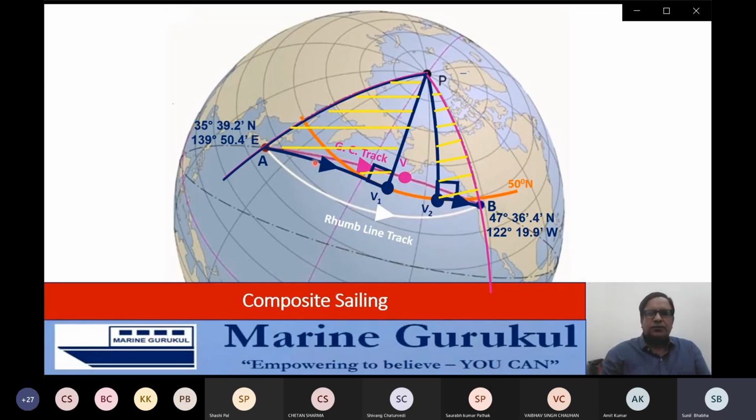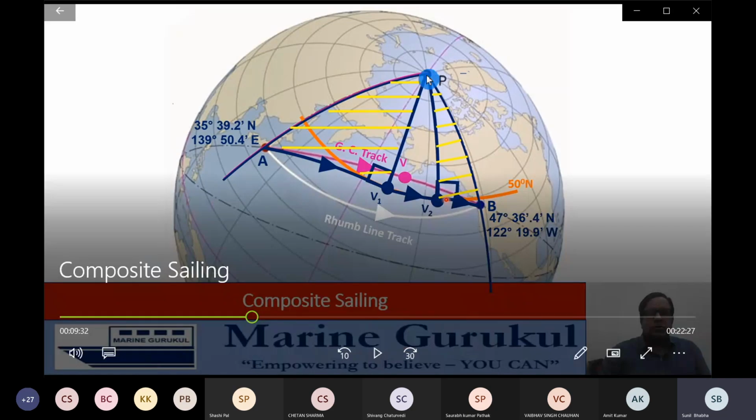Vessel moves along this arc of great circle, so this becomes GC track. Vessel also moves from V2 to B, that becomes a GC track. And from V1 to V2, vessel moves along this parallel of latitude so that it does not get crossed, and that becomes a parallel sailing track. So V1 to V2 is parallel sailing track. So beta, this basically sums up the composite sailing diagram.